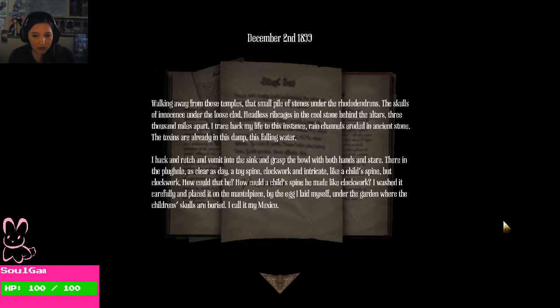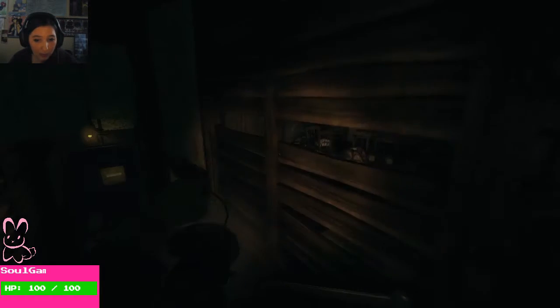How could a child's spine be made like clockwork? I washed it carefully, placed it on the mantel by the egg I laid myself. Guys, he laid an egg. Under the garden where the children's skulls are buried. I call it my Mexico.